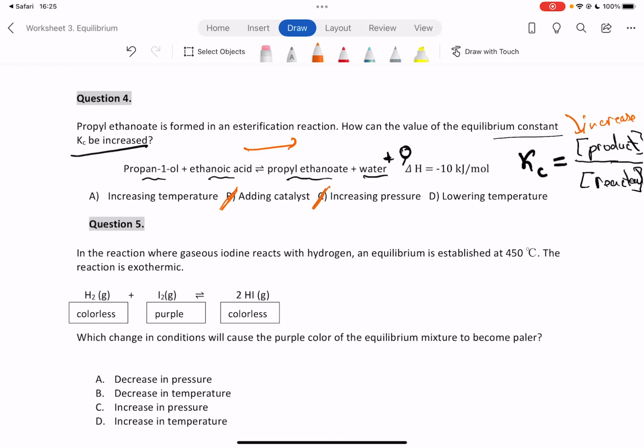Pressure, as they are aqueous solutions and we have 1, 1, 1, 1 on the left and on the right side, the pressure doesn't change it. And this is an exothermic reaction, yes.